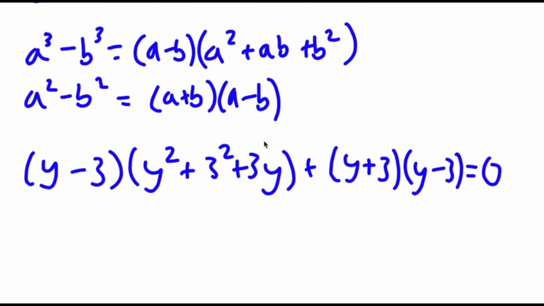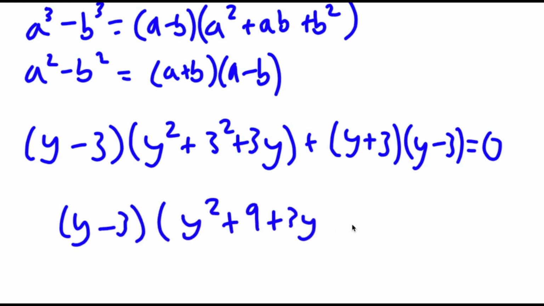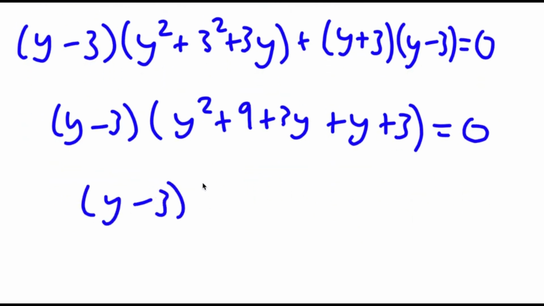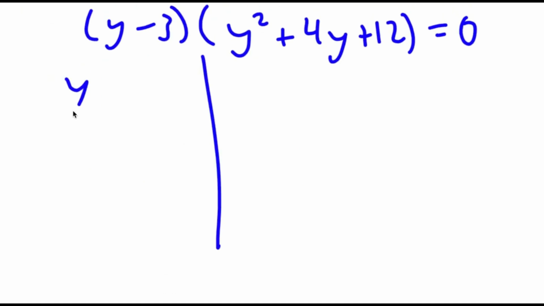And this is equal to 0. Now if I factor out y minus 3, I get y minus 3 times y squared plus 9 plus 3y plus y plus 3. This is equal to 0. And this simplifies into y minus 3 times y squared plus 4y plus 12 is equal to 0. So this gives me two equations. y minus 3 is equal to 0, which means y equals 3.